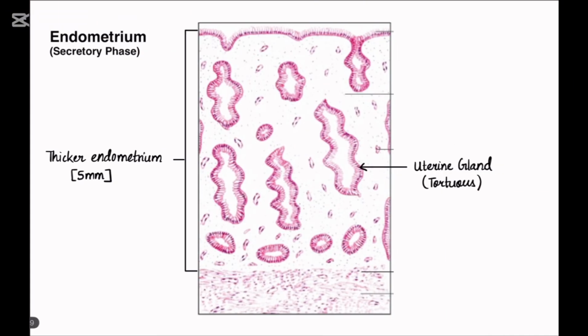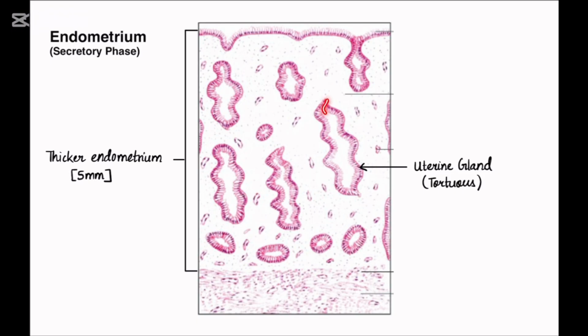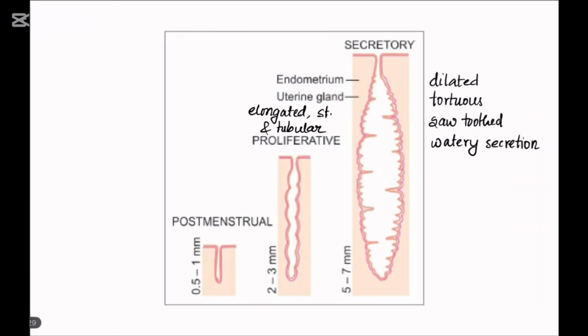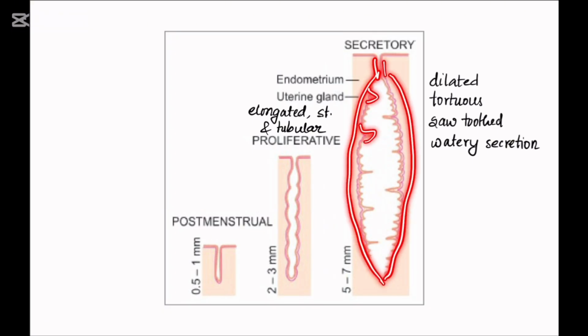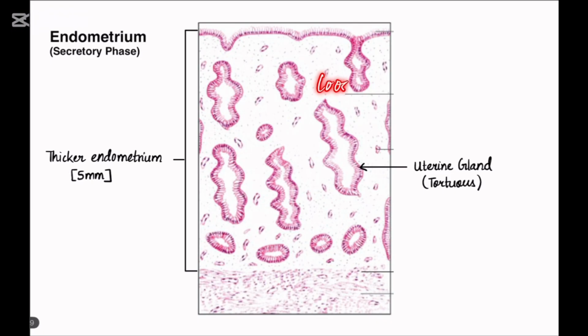Here's the secretory phase, it is 5 millimeter. In secretory phase, the uterine glands are tortuous, they are dilated, and they give sawtooth appearance. The stroma here is compact, while here the stroma is loose or edematous.